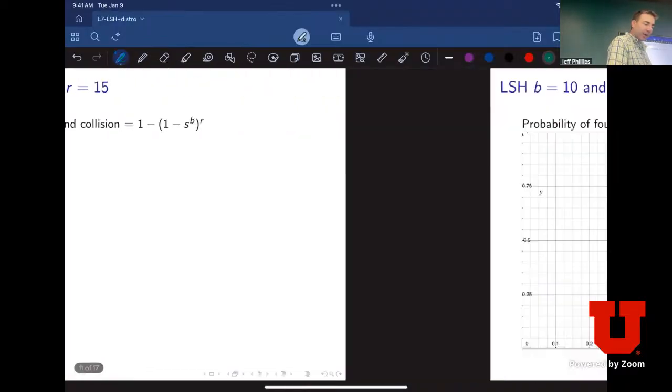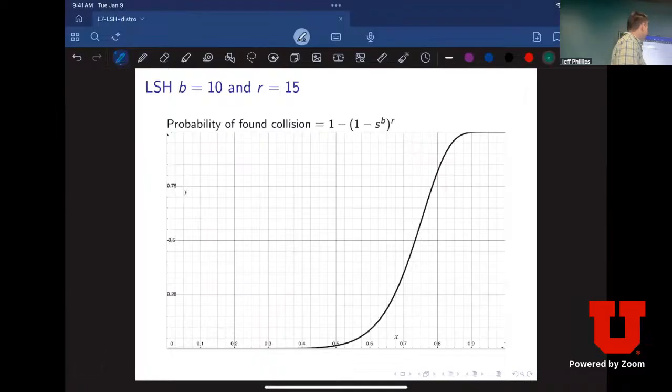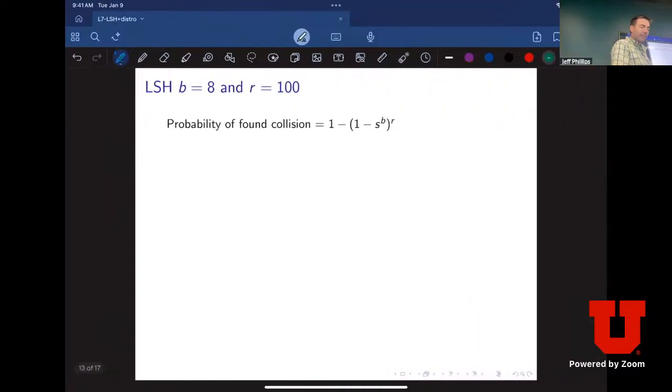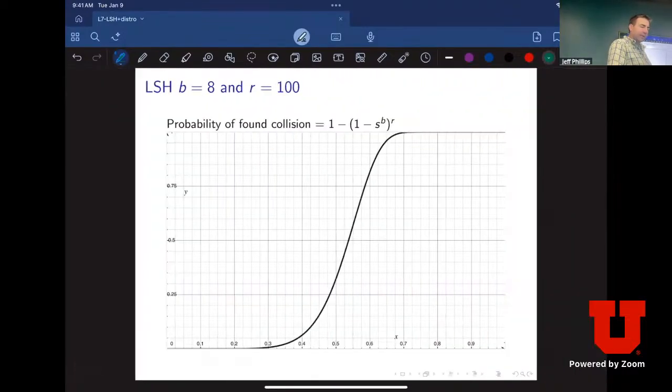If I move the size of a band to 10, it moves even further this way and becomes even steeper, right? So now the size of the band is 8 and the number of bands is 100. Okay, so the threshold is maybe 0.55 with this choice, and it's become quite steep, like what I promised with that red curve, right?